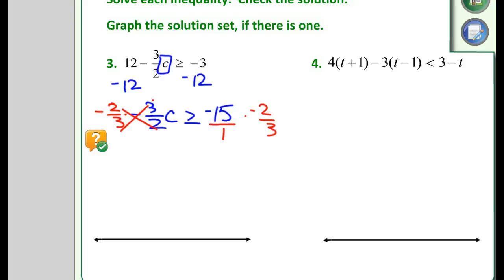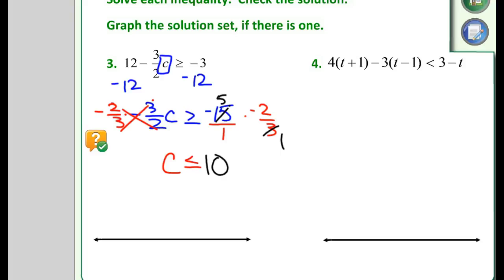Let's go ahead and put this 15 over 1. Now, did you realize we multiplied by a negative number? So I'm going to flip the inequality sign. We've got a little bit of cross canceling over here we can take care of. 3 goes into 3 once, 3 goes into 15 5, and then negative 5 times negative 2 is positive 10.